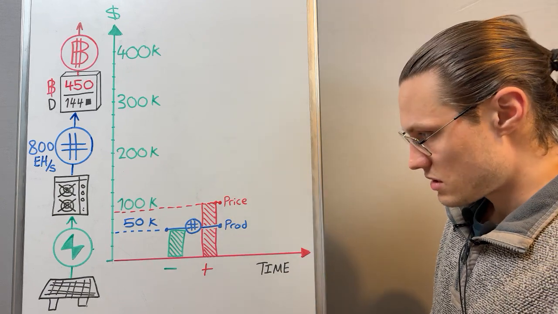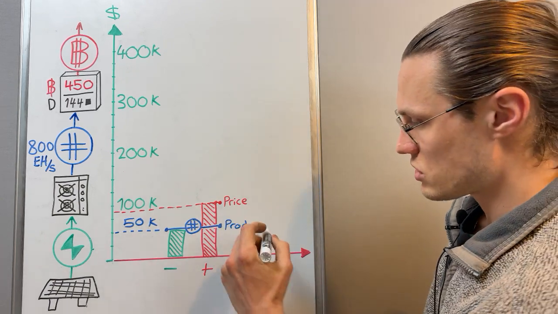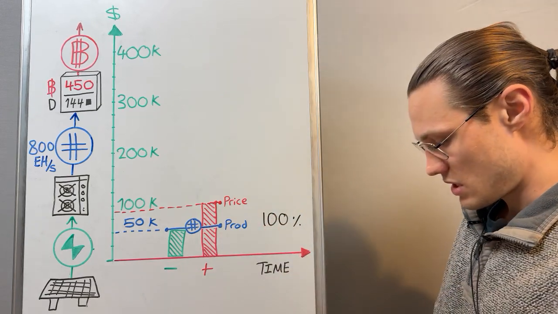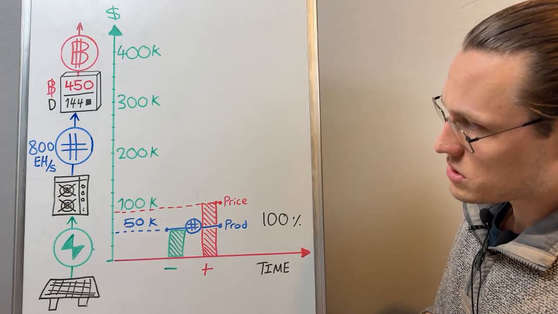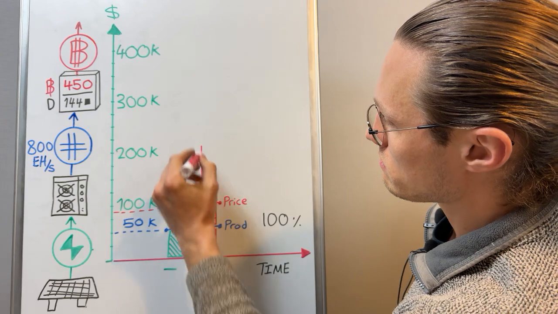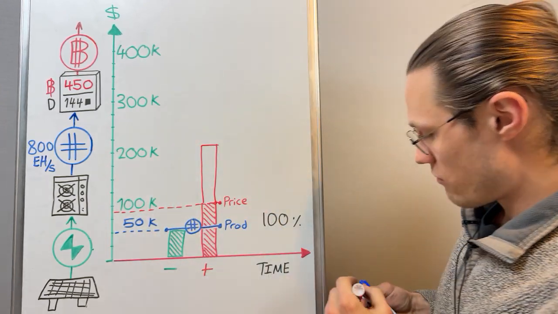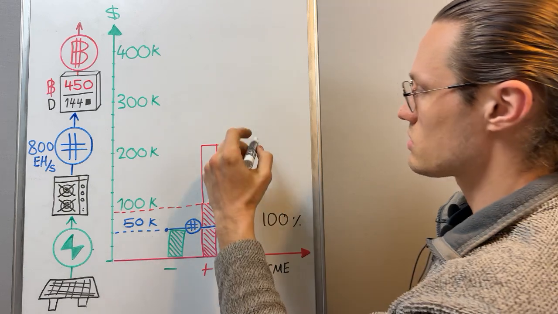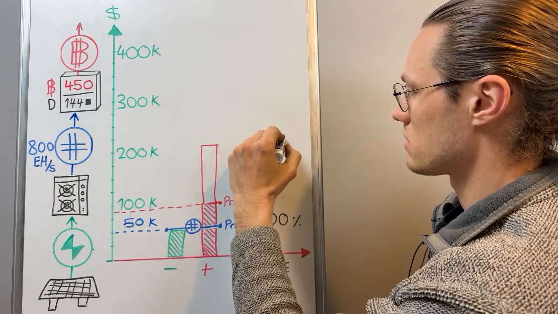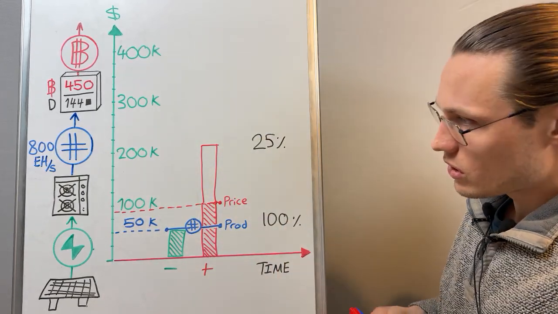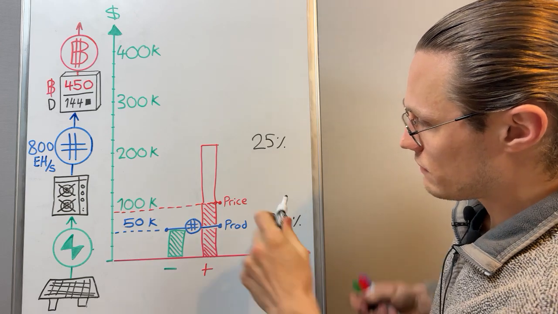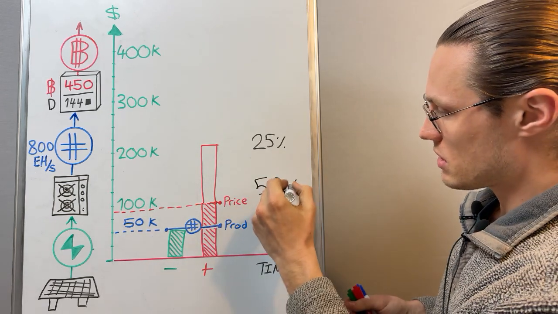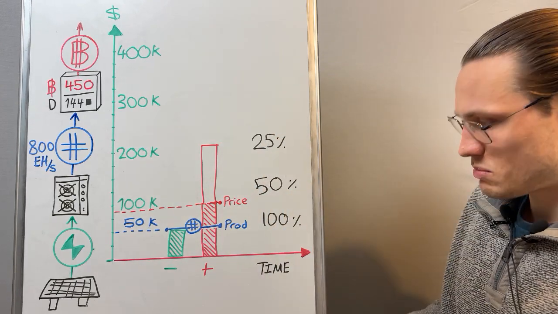If price is the same as production, that's a ratio of 100%, 1-to-1. But if price was 200,000, that ratio of 50 versus the 200K, that's 25%. Or halfway through, the 50%. And it obviously keeps going up and up and up, and the percentage gets smaller.